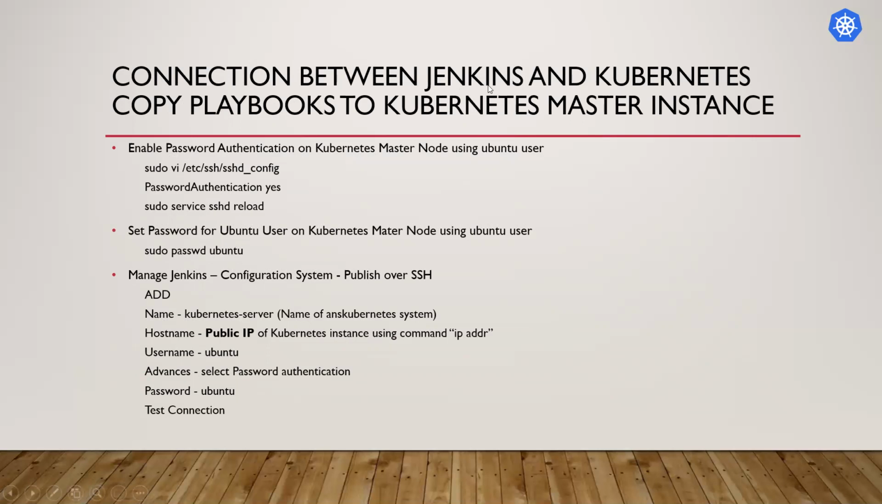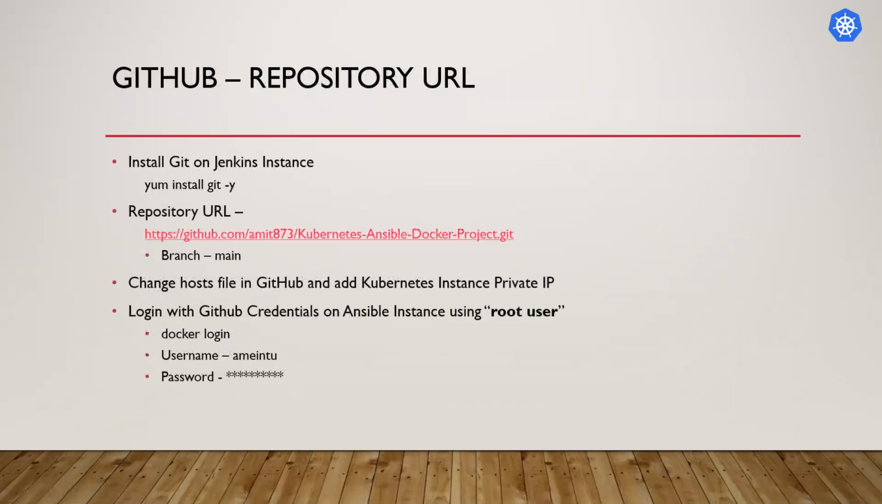If we don't want to create a connection from Jenkins, we can go directly and copy onto the Kubernetes master. I will show you that in the demo also. After that, we will check the GitHub URL. And also in the hosts file, we need to change the Kubernetes instance private IP, because this IP we need to change here. That is the current IP. We don't need it updated in the GitHub repository, right?